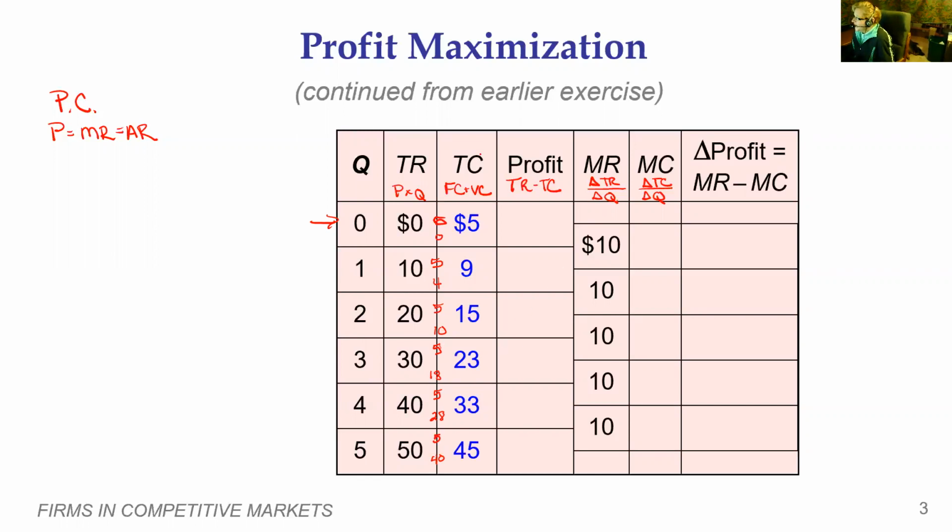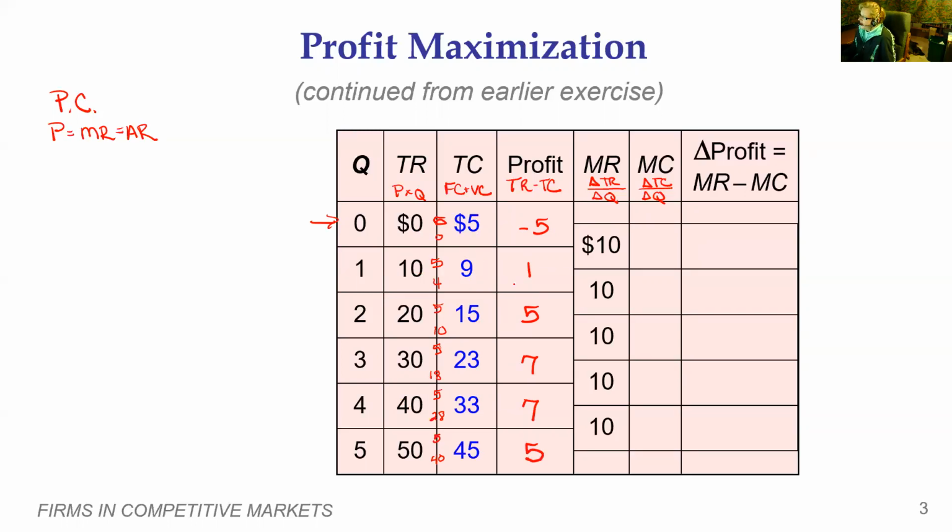Profit then is going to be our total revenue minus our total cost. So here, 0 minus 5. So we actually have a negative 5 profit here. Total revenue 10 minus 9, so that's 1 positive. 20 minus 15 is 5. 30 minus 23 is 7. 40 minus 33 is 7. And 50 minus 45 would be 5.